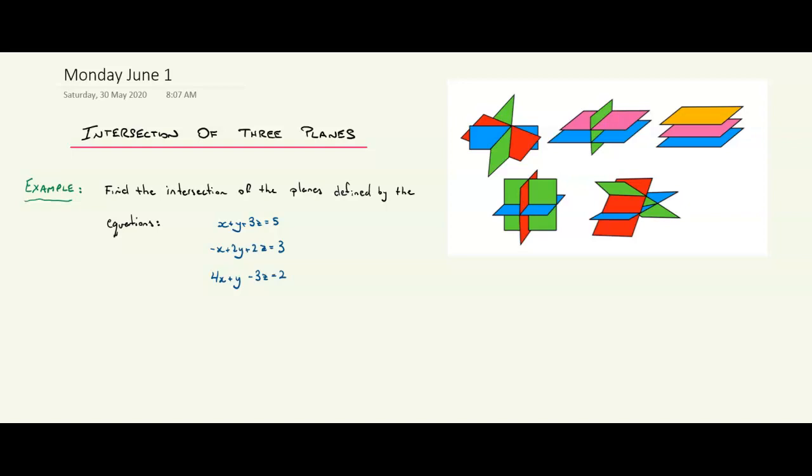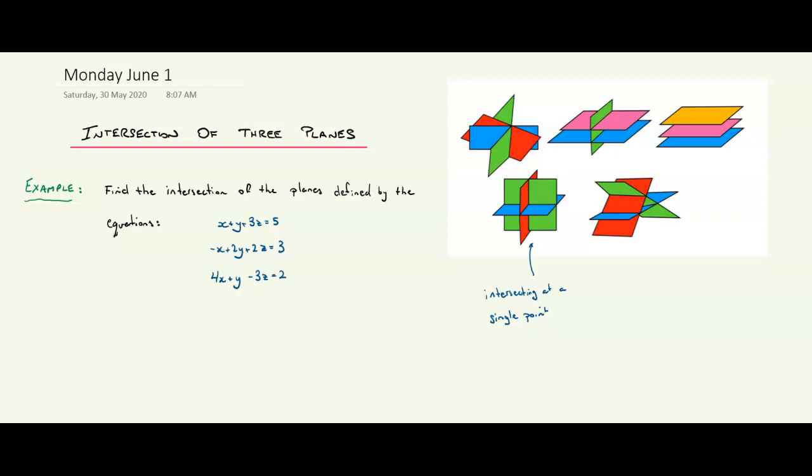Okay, so if we go through them one by one, this diagram here shows three planes intersecting at a single point. So this is intersecting at a single point. So that's one of the possible outcomes when 3 planes meet.